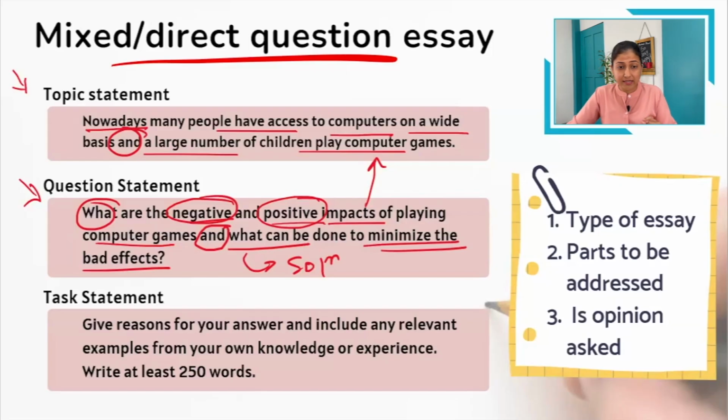So, the task statement says, give reasons for your answer and include any relevant examples from your own knowledge or experience. Write at least 250 words. So, all right, this much is now very much considered that task statement will always and always be common. It is going to be the same. Okay. Let's move on to the 3 points that we have to keep in mind.